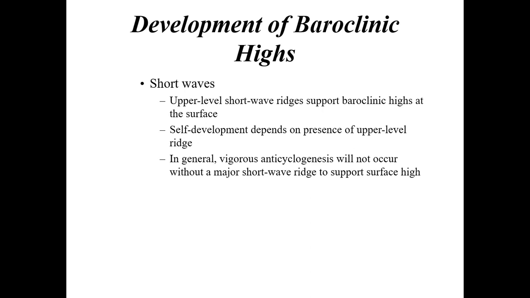Now, just like baroclinic lows have support at 18,000 feet in the atmosphere, at the 500 millibar level, by those shortwave troughs, similarly, baroclinic highs at the surface have upper level support in the form of upper level shortwave ridges. Your surface baroclinic high is going to stack back towards the upper level shortwave ridge. So development depends on the presence of an upper level ridge. In general, vigorous anticyclogenesis will not occur without that major shortwave ridge to support the surface high. So again, it comes down to having the upper level support for these surface highs to really get strong.